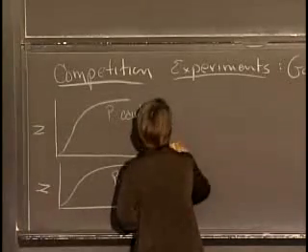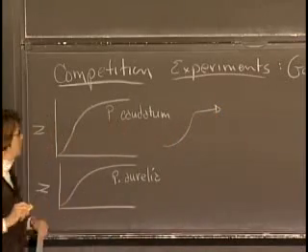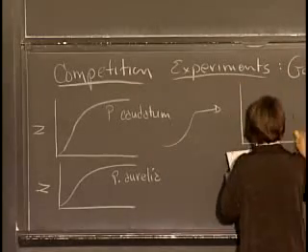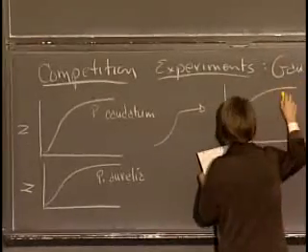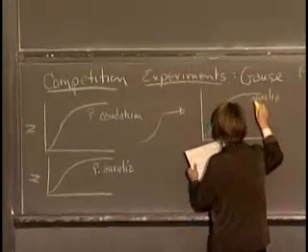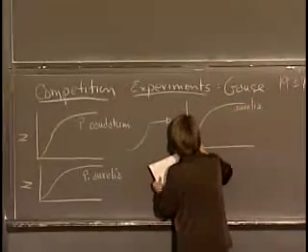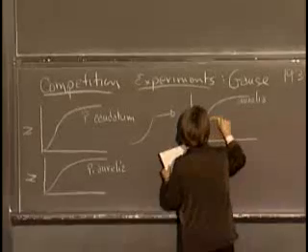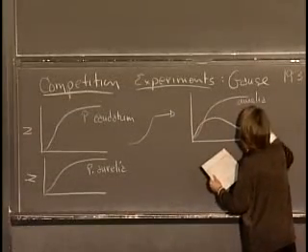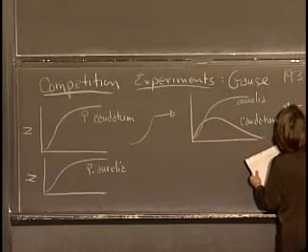And what Gause did is that he wanted to look at this phenomenon of competition, and he grew them together. And he found that, no matter what combination he put in, Aurelia would always win out. In competitive exclusion.